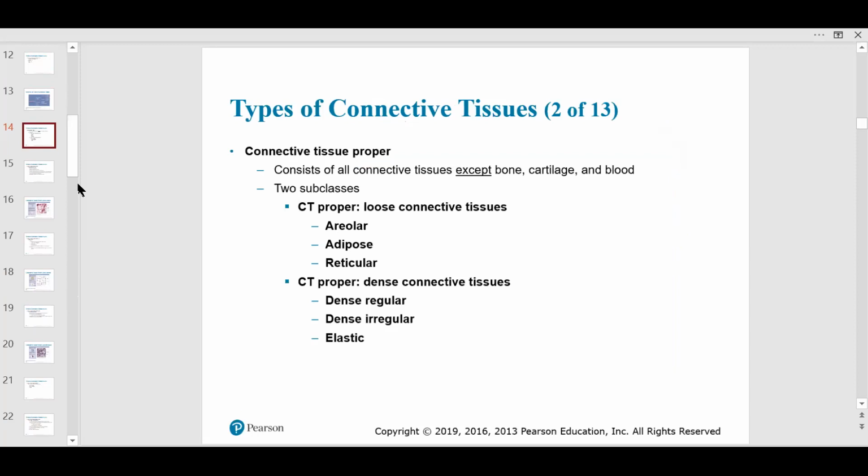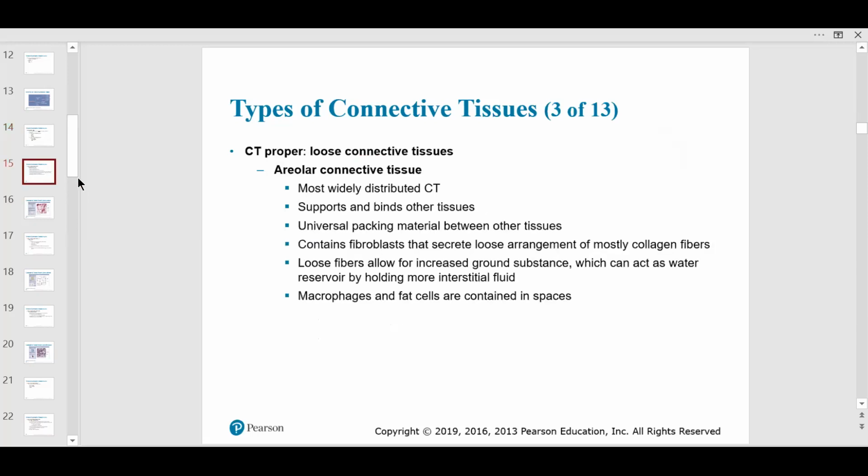Yeah, connective tissue proper is everything except for the specialized: bone, blood, and cartilage. So areolar is the biggest one. So that's another thing. You remember that, areolar. Pretty much what we looked at already.